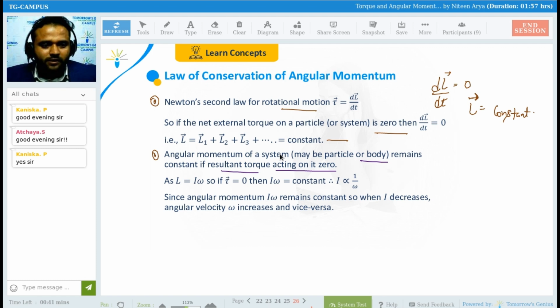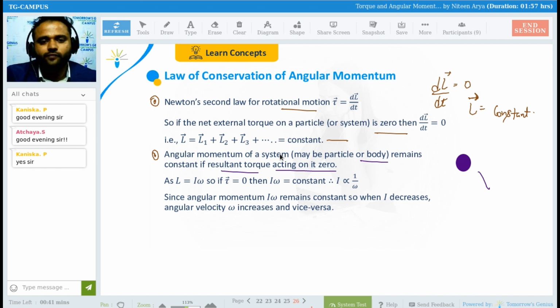Clear, everyone? It means angular momentum is going to be constant, and it is very obvious what it states. Suppose there is a ball. In general, suppose there is a ball, and this particular ball is not rotating. Clear, it is not rotating, so the torque tau is going to be zero.